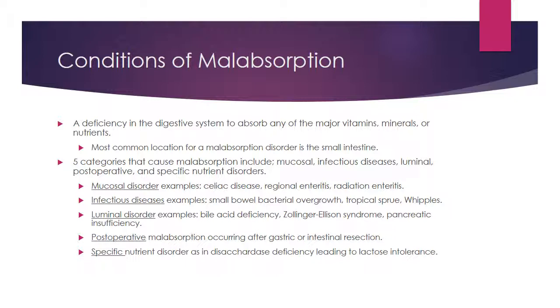Okay, the next thing we're going to go over is malabsorption. And that is a deficiency in the digestive system to absorb any major vitamins, minerals, or nutrients. And that most commonly occurs in the small intestines. There are 5 categories that cause malabsorption: mucosal infectious diseases, luminal, post-op, and specific nutrient disorders. And you can kind of read over those yourselves.